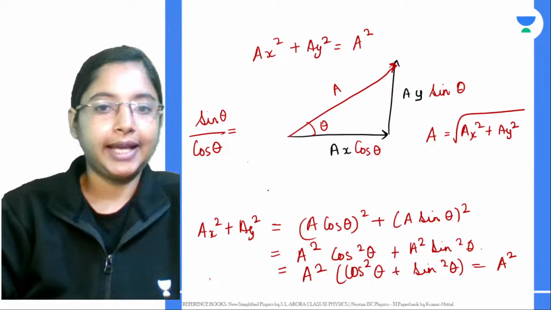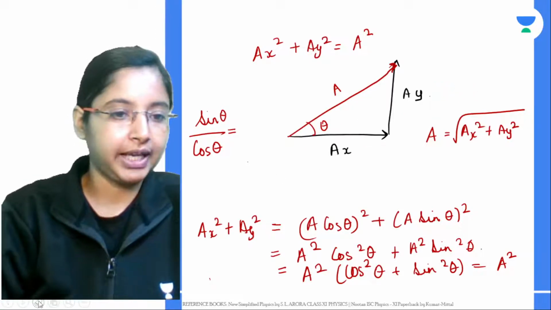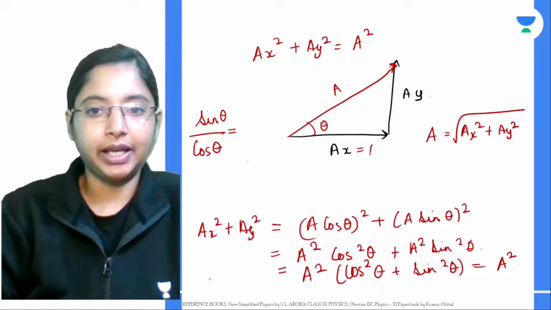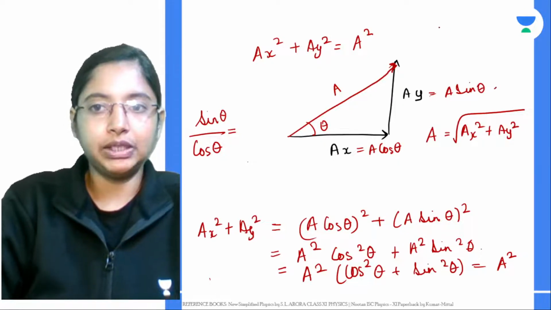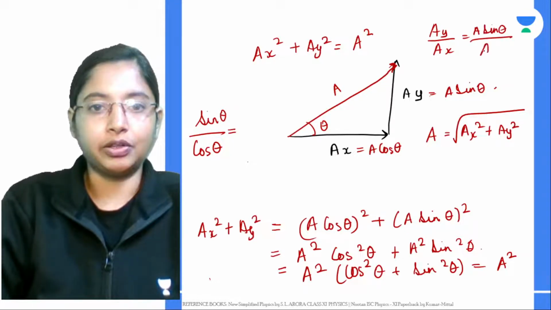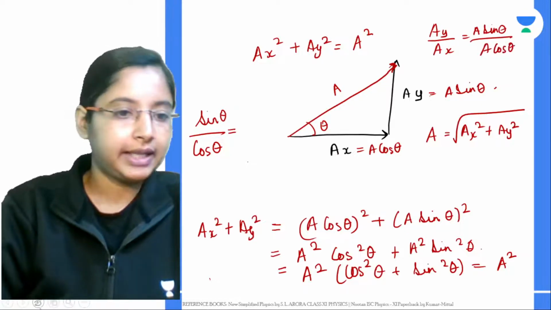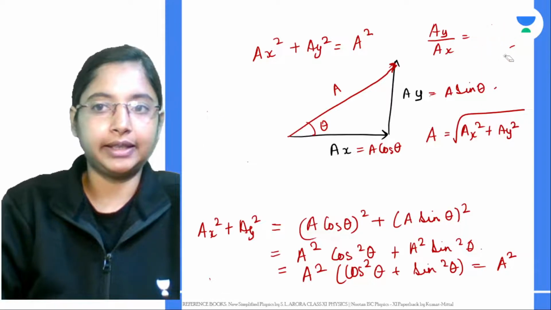Okay. This Ax is nothing but A cos theta. Let me just substitute. Ay value is nothing but A sin theta. What we are going to do is divide Ay by Ax. That will give us A sin theta by A cos theta. Right? A and A cancel, and sin by cos is nothing but tan theta.